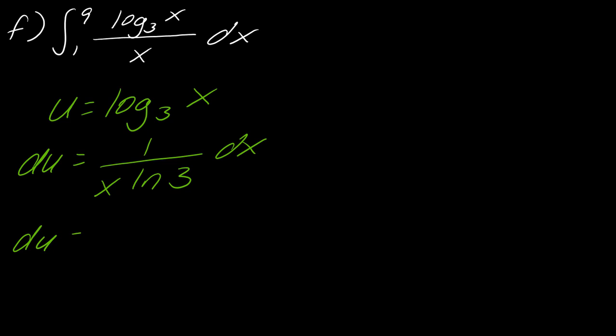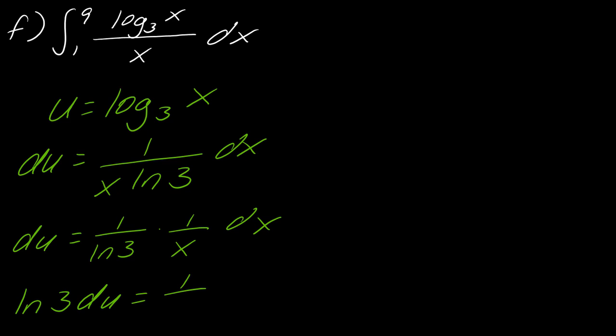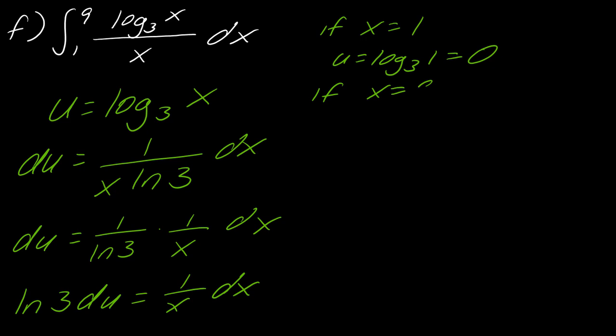So I can really rewrite this fraction as 1 over the natural log of 3 times 1 over x dx. And then just to make this all work, I've got to multiply this natural log of 3 over to the other side. So I get the natural log of 3 du will equal 1 over x dx. And so then this can be replaced here. Actually, I want to work on my limits of integration too. If x equals 1, then my u will equal log base 3 of 1, well, log of 1 is always just equal to 0. And then if x equals 9, then my u will be equal to log base 3 of 9.